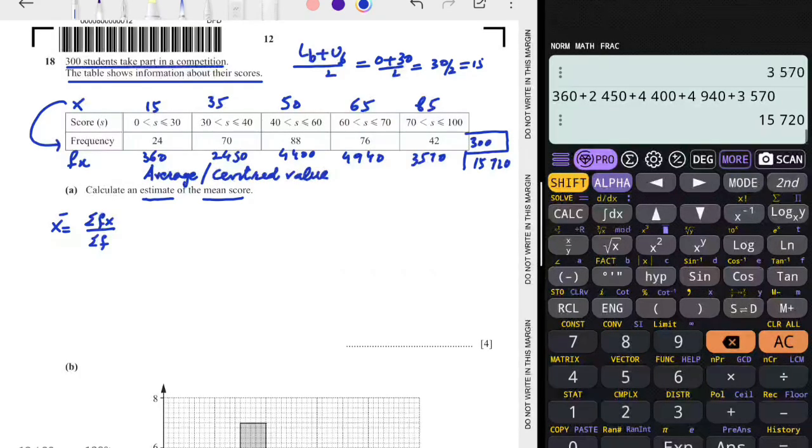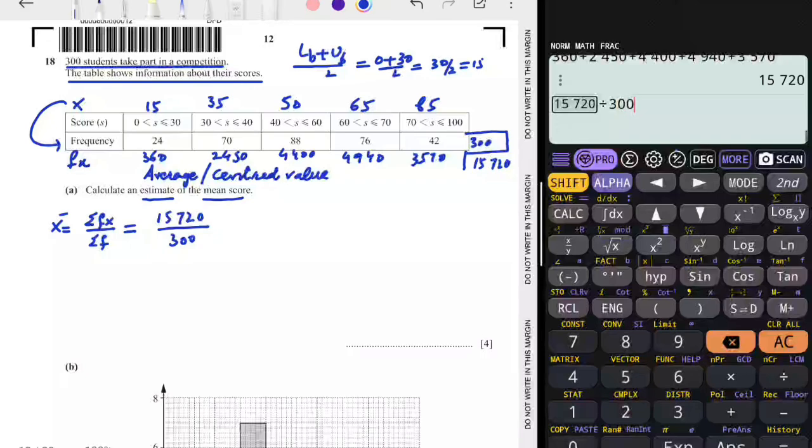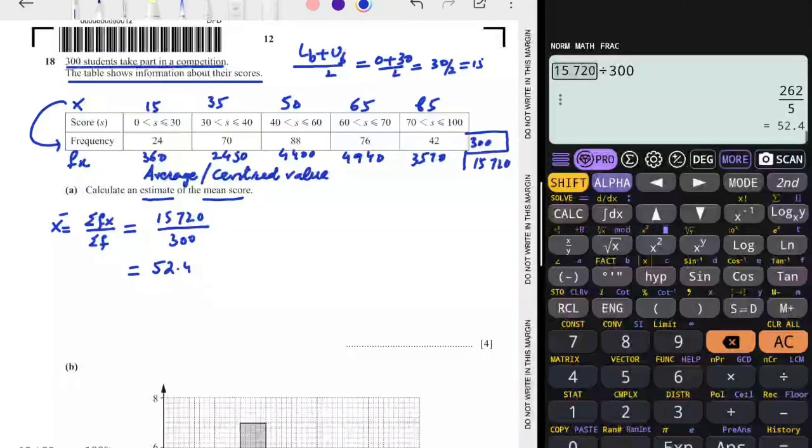Now we are going to substitute the required values in the formula. So it would be 15,720 divided by 300. So the final answer would be 52.4. This is the final answer, and this is a very important question, very trendy, and this question comes in almost all papers. Now B part.